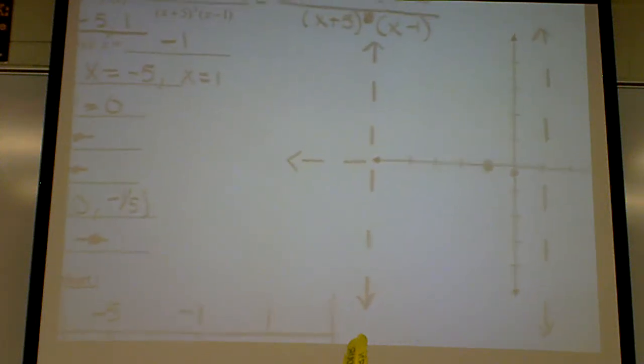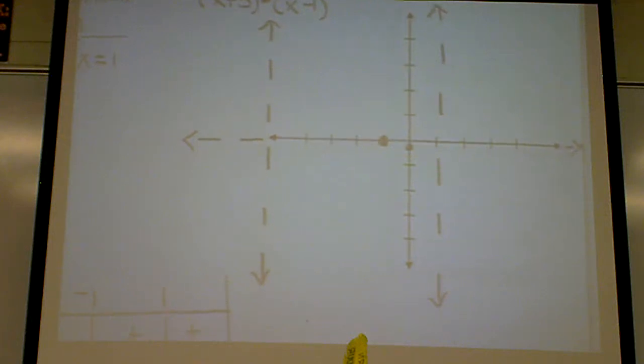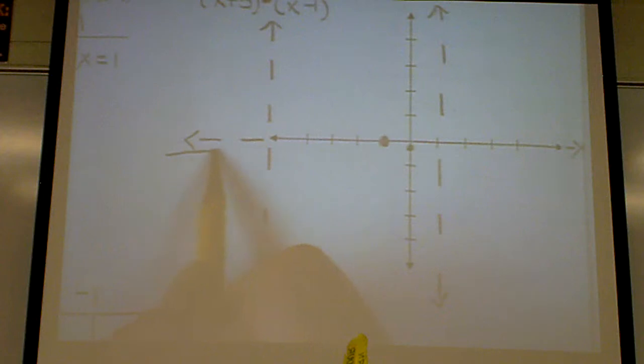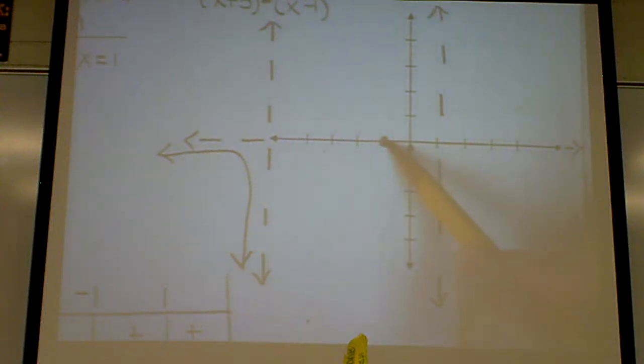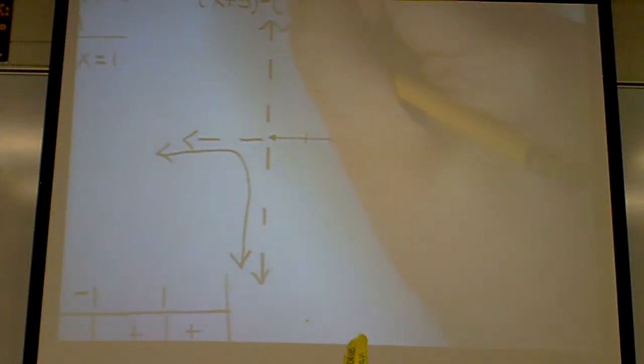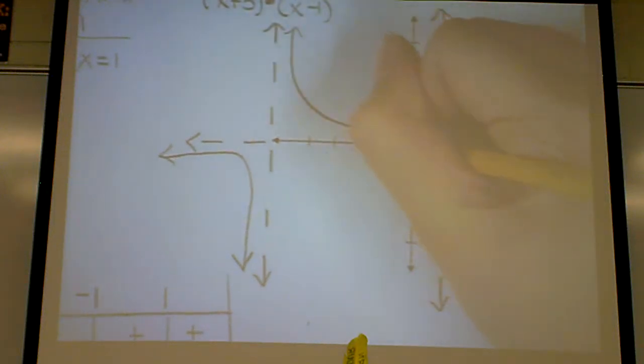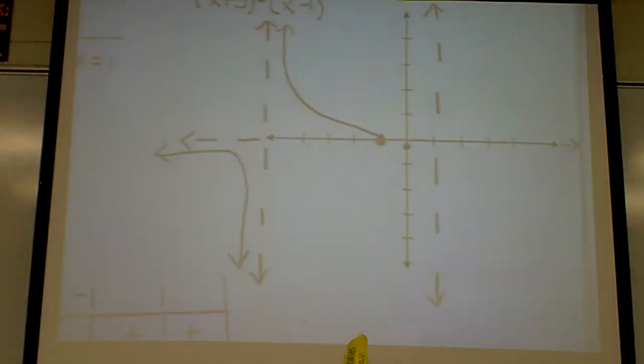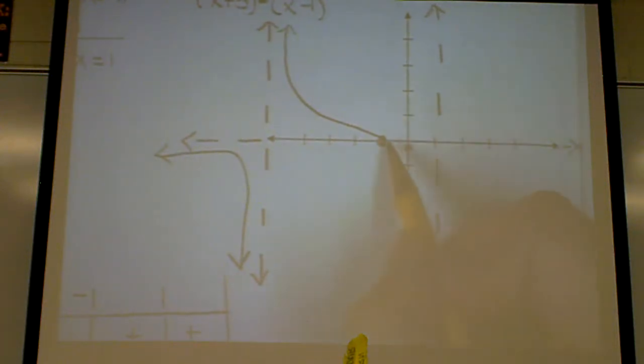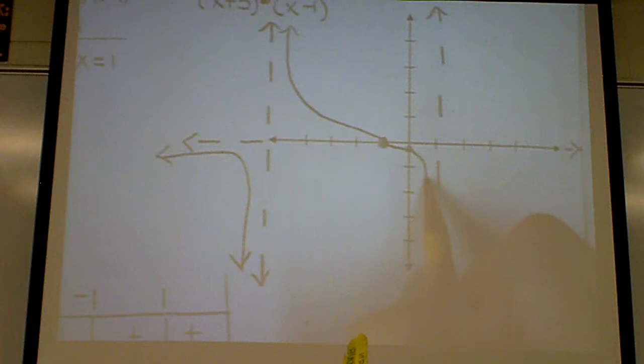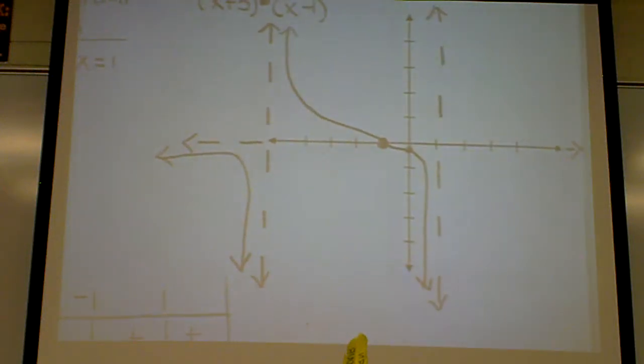Thank you. Alright, fill in the rest of our graph. From negative infinity to negative 5, we have a negative. We're down here. From negative 5 to negative 1, we are positive. So it's going to look like this. From negative 1 to 1, and from 1 to infinity, it's positive.